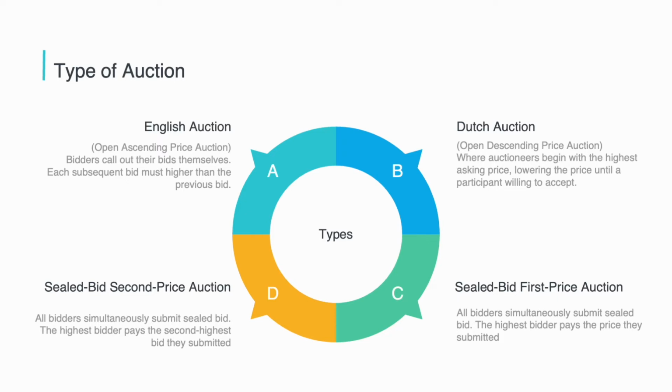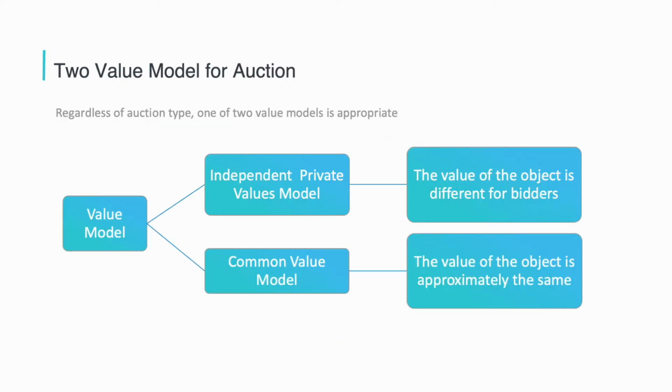And the third one is the sealed bid first price auction. In this auction, all bidders simultaneously submit sealed bids. The highest bidder wins and pays the price they submit. And the fourth one is the sealed bid second price auction. Also in this auction, all bidders simultaneously submit sealed bids, and the highest bidder pays the second highest bid submitted.